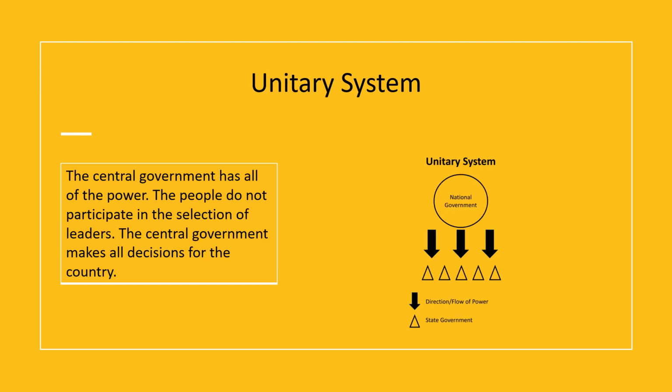What about a unitary system? In a unitary system, the central government has all the power. The people do not participate in the selection of leaders, and the central government makes all decisions for the country. Now, there may be times when the national government decides to give some of its power to the state government in a unitary system. The national government may decide that it's an issue that it doesn't want to manage.